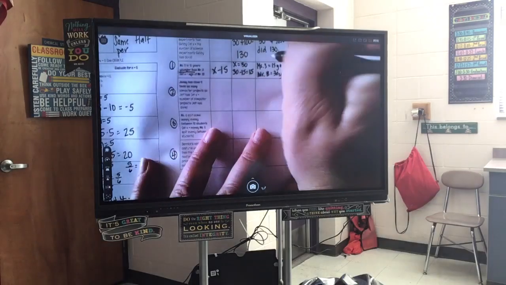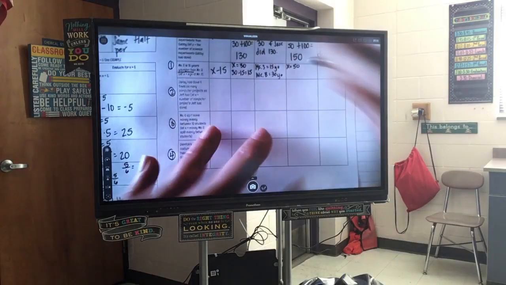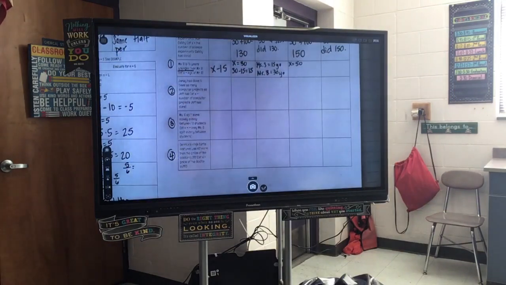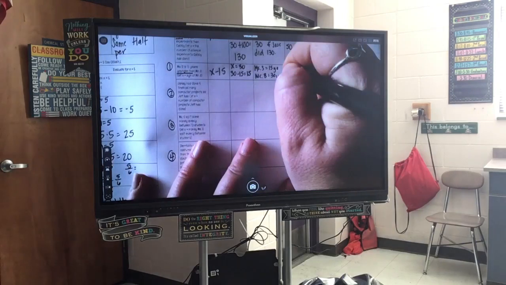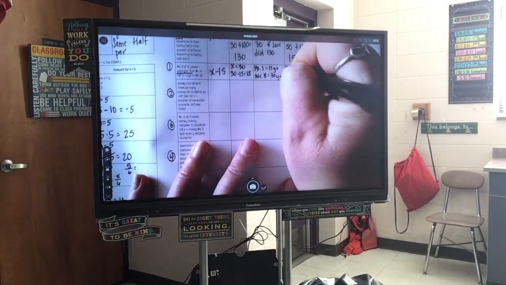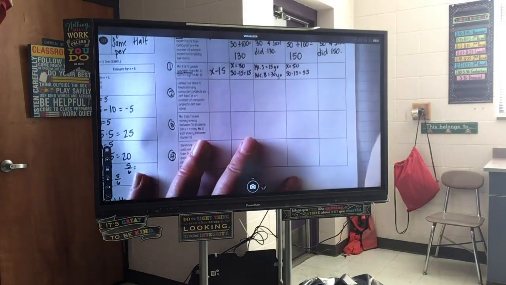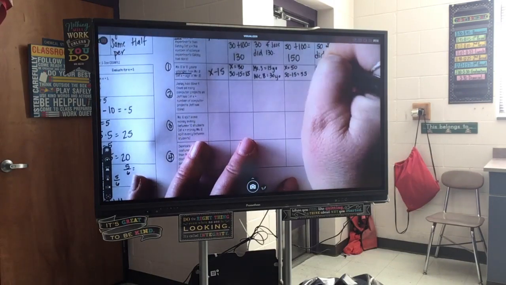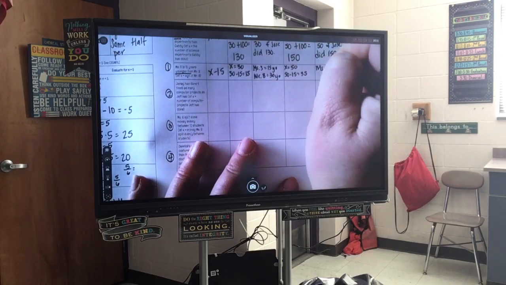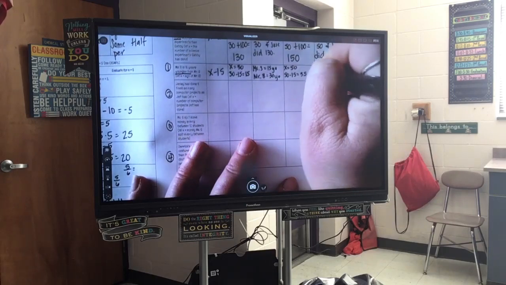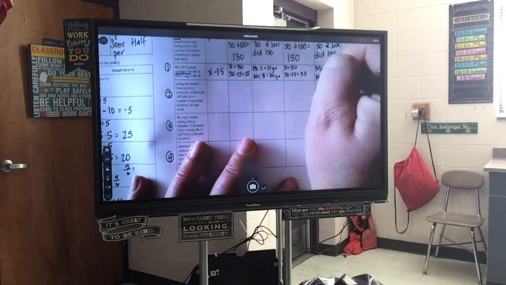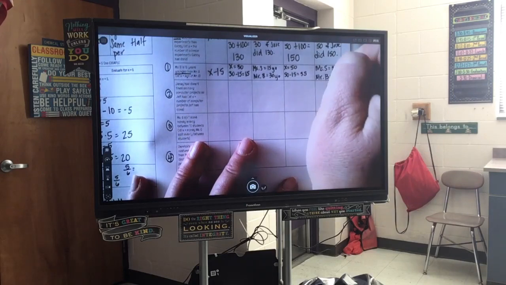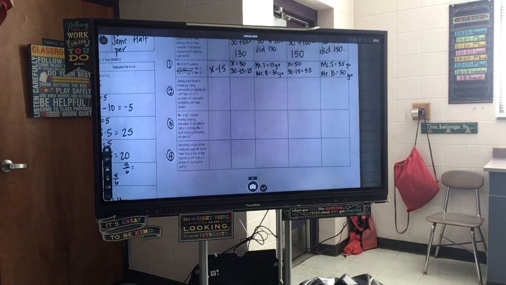Okay, so x equals 50. So what do we do here? X equals 50. 50 minus 15, then you get 35. Okay, so what does that mean? Miss S is 35 and Mr. B is 50 years old. Right? All right. That's pretty much what I said. Good job. All right, so the next one.